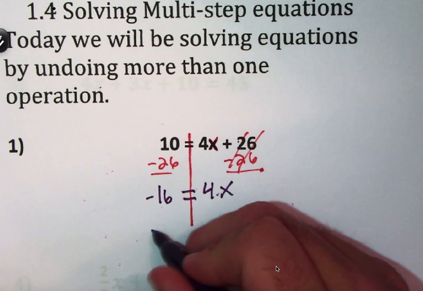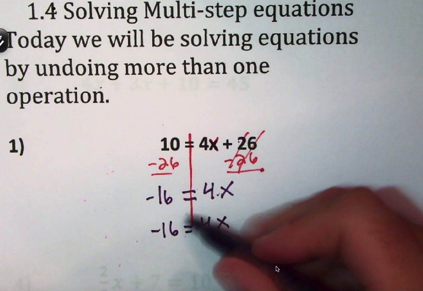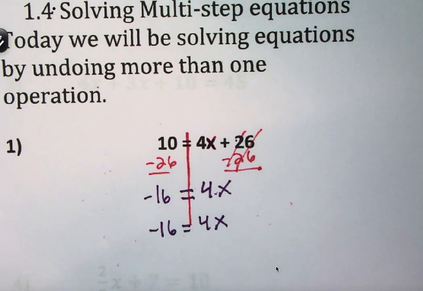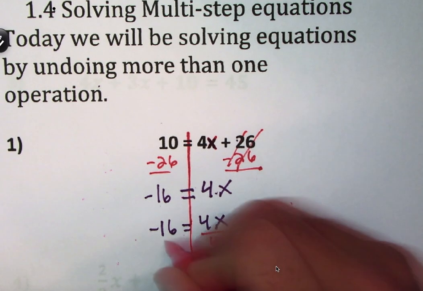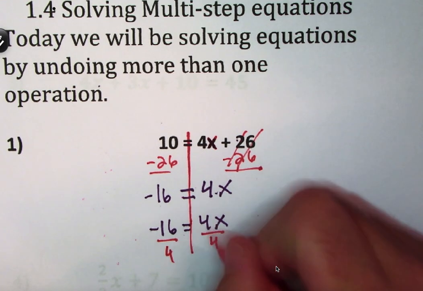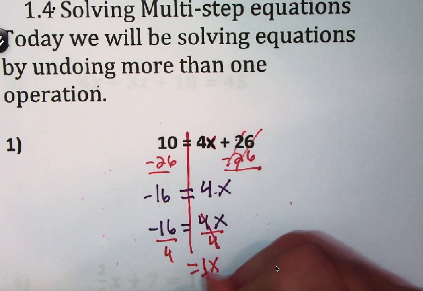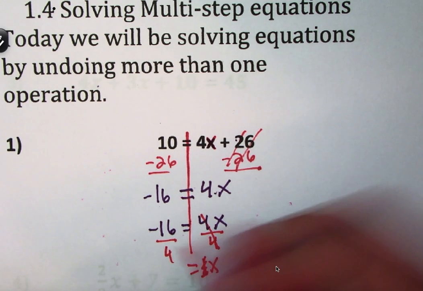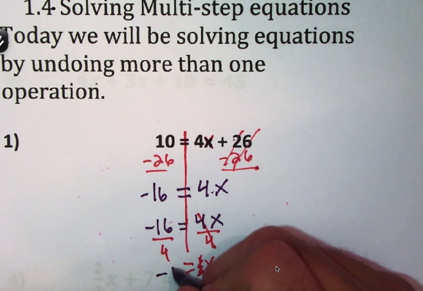Now, this is why it's a multi-step. One more thing. How do we undo this times 4? We divide by 4 because they cancel out. Perfect. So 4 divided by 4 is 1. So we get a 1x, or in this case a 1. And negative 16 divided by 4. A negative divided by positive is a negative.